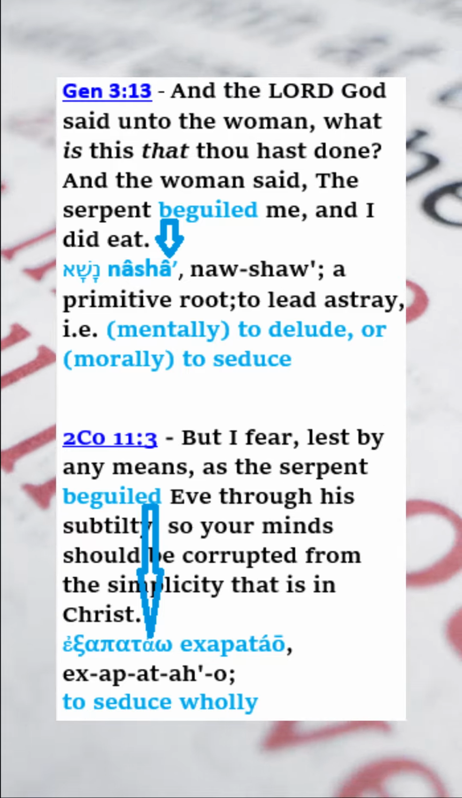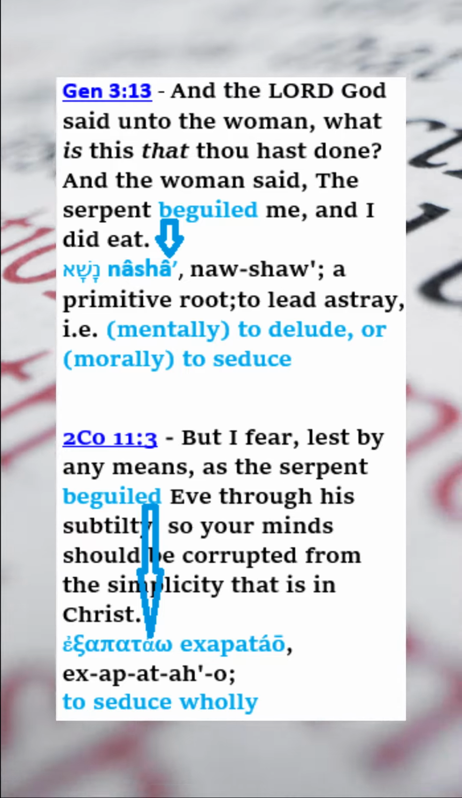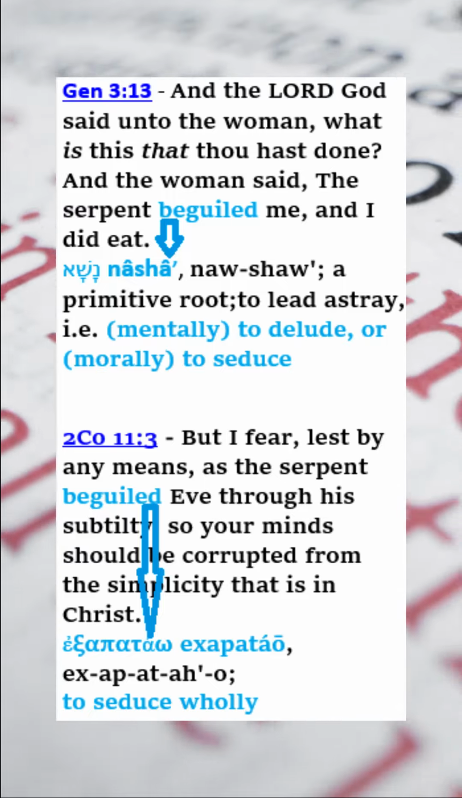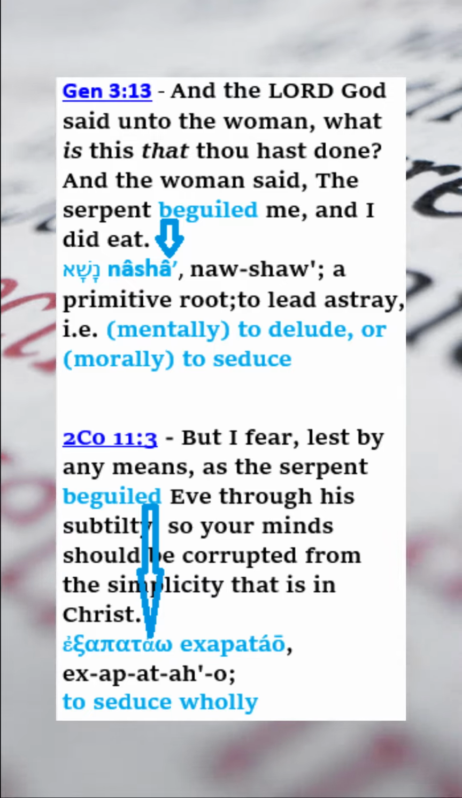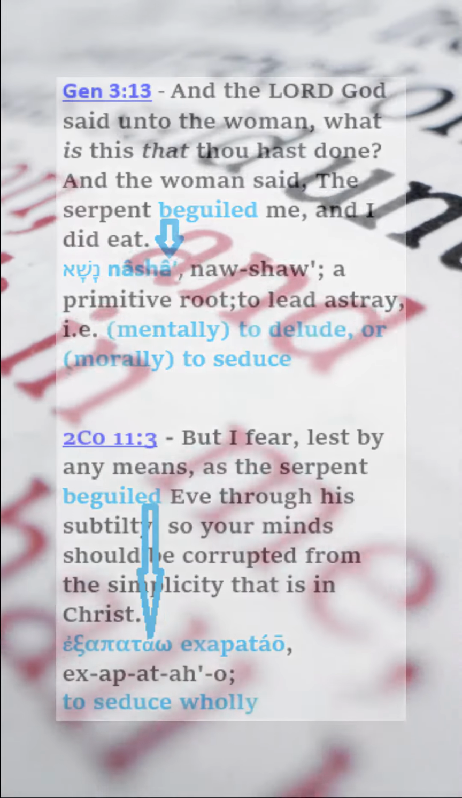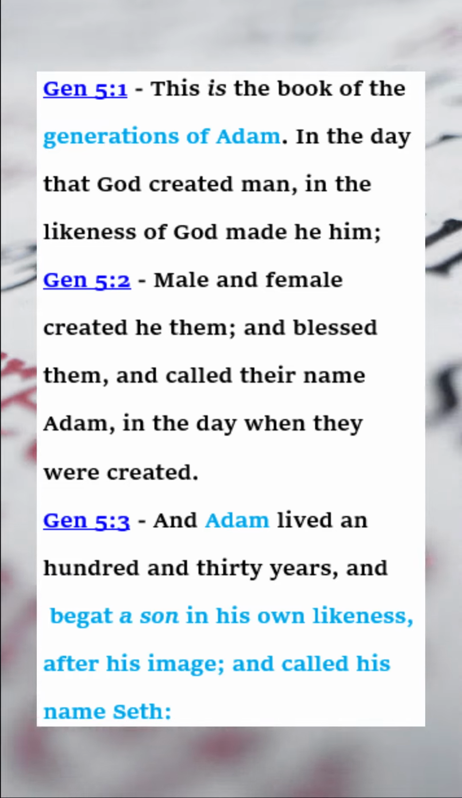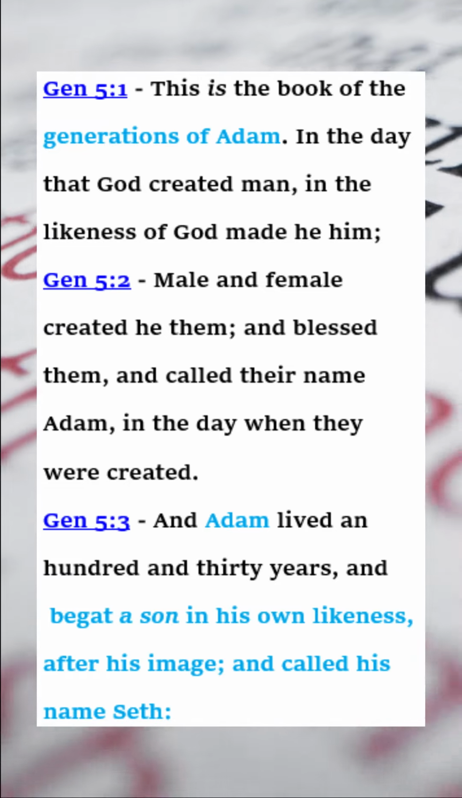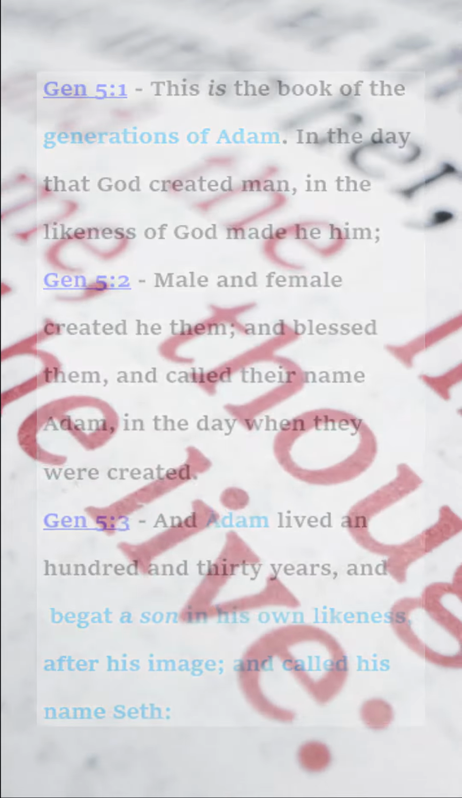Now keep this truth in your mind as you read these scriptures to see if the verses expound on this truth. Notice in Genesis 5 verses 1 to 3, Cain is not mentioned in the generations of Adam. In Genesis 3 verse 15 there is a clear distinction between the serpent's seed or offspring and Eve's seed or offspring.